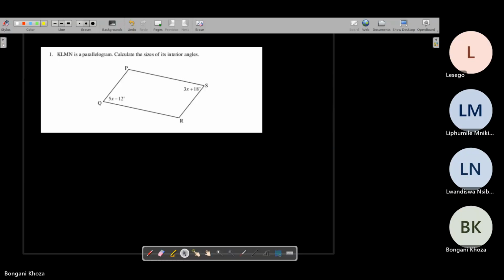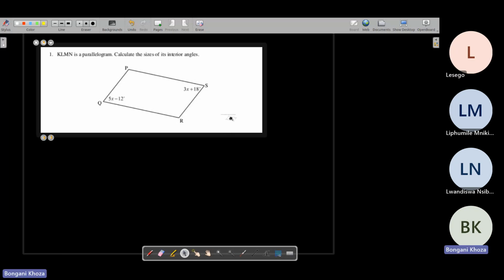Hello. Can people see my screen? Can you see my screen?